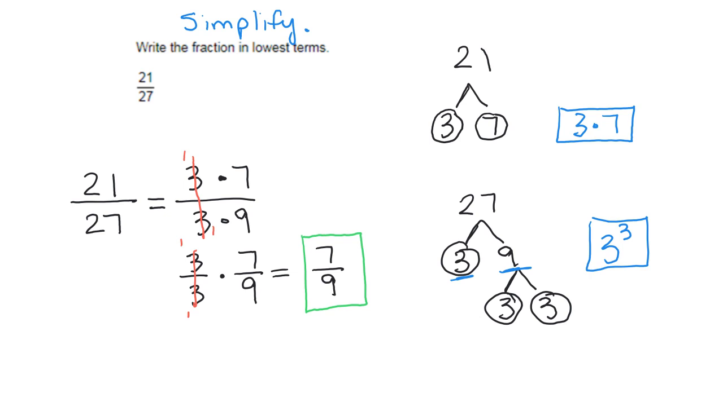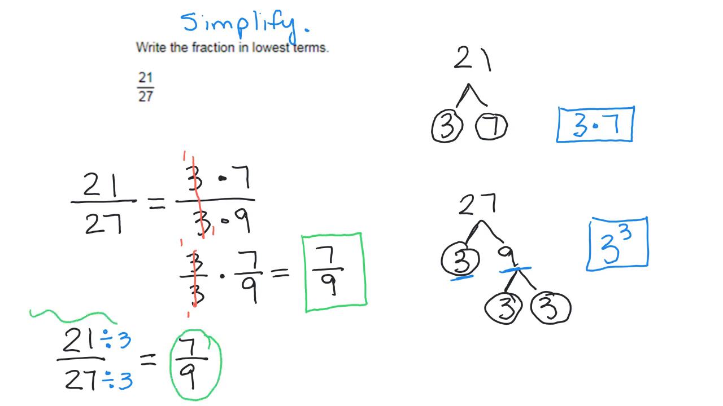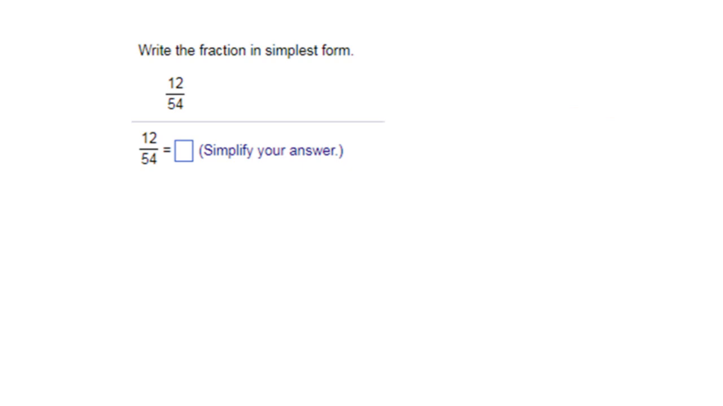Another way you could have done this is to take the 21/27, and some people just notice that both of these are divisible by 3, so they will divide each number by the same value. Once again, it has to be the same value. If you divide each of these numbers by 3, 21 divided by 3 leaves you 7, 27 divided by 3 leaves you 9. You will get the same answer. So either one of these options will work. So once again, we are reducing by simplifying the fraction or reducing to lowest terms.